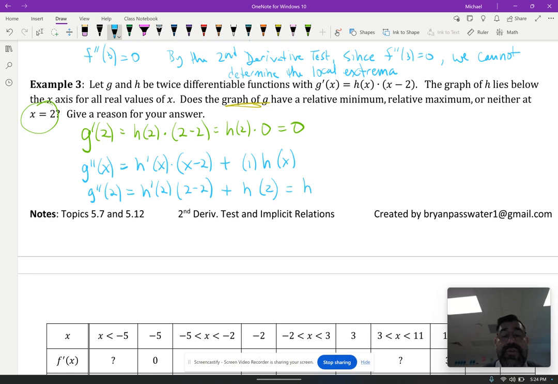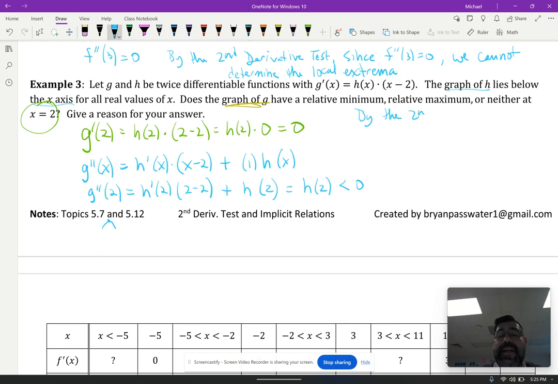And h of 2, they told me that the graph of h lies below the x-axis. That means h of 2 is less than 0. It's a negative value. If the whole graph is under the x-axis, then all my y values, my output values, my graph values are negative. So therefore, I know that the second derivative of g is negative. Therefore, I know it's concave down, and I have a relative maximum.